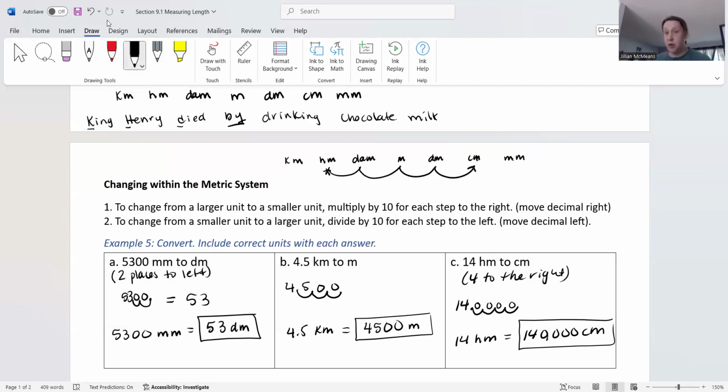In the third topic, we come back. This is where my typo is in topic 3. But we're going to convert within the US and metric systems. We're going to convert between the two.